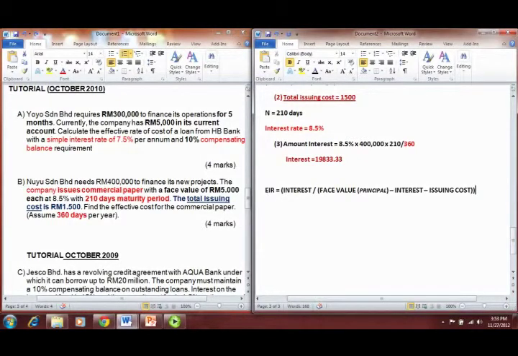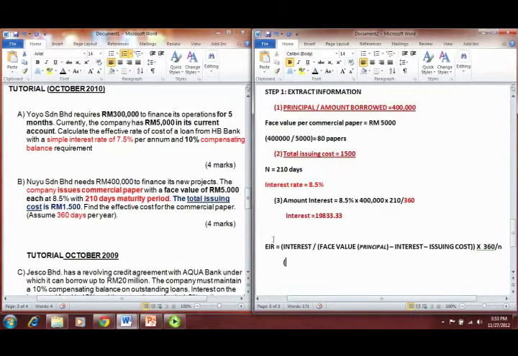Alright class, don't forget to multiply by 360 divided by N. Class, remember, why do you have to use 360? Because the question has mentioned that one year has 360 days. So now you can substitute the information from your step 1.